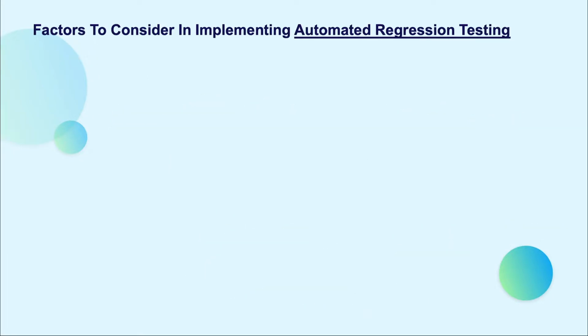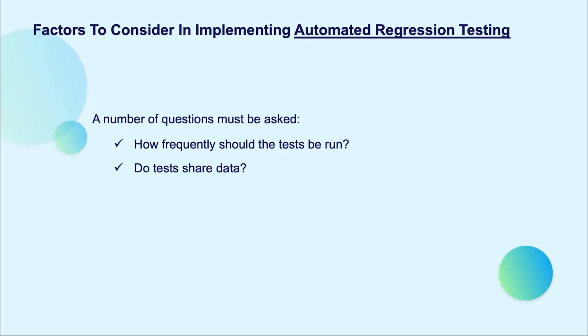In developing steps to prepare to automate regression tests, a number of questions must be asked. How frequently should the test run be? How do tests share data? What preconditions are required before test execution? Each of these questions is explained in more detail in the following section.